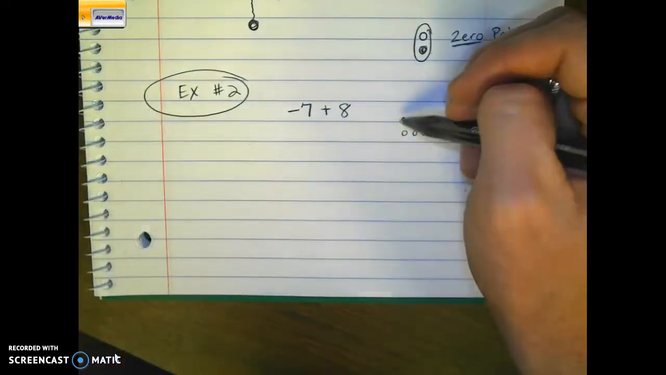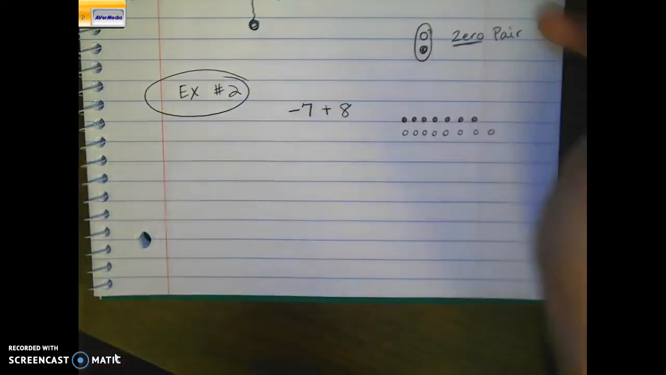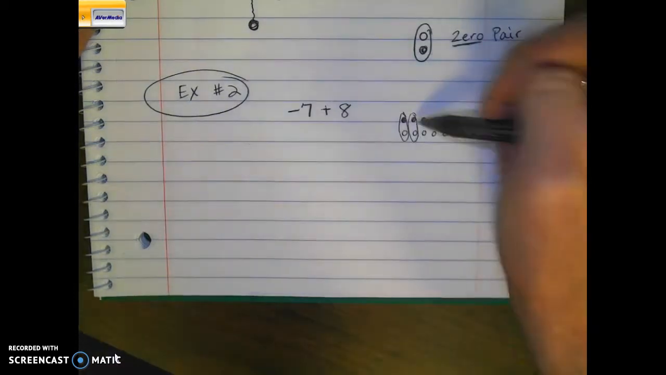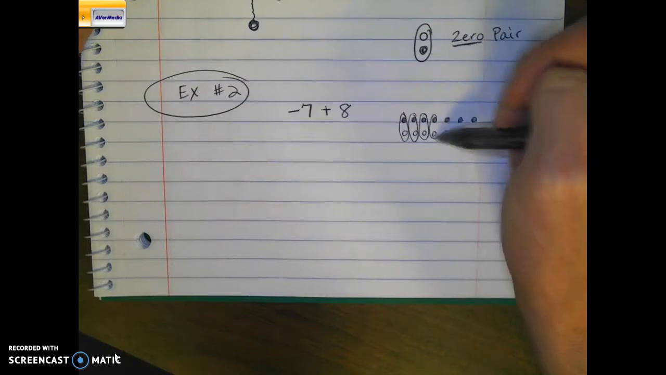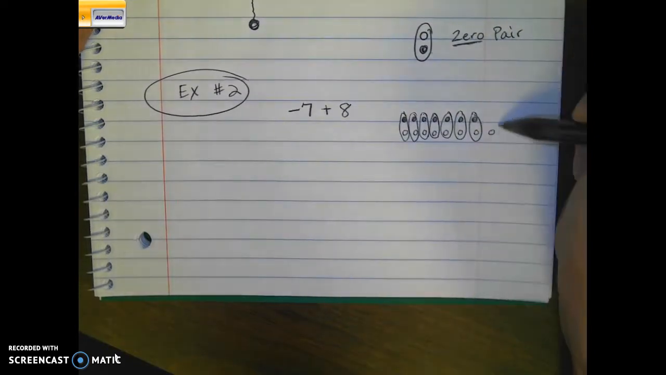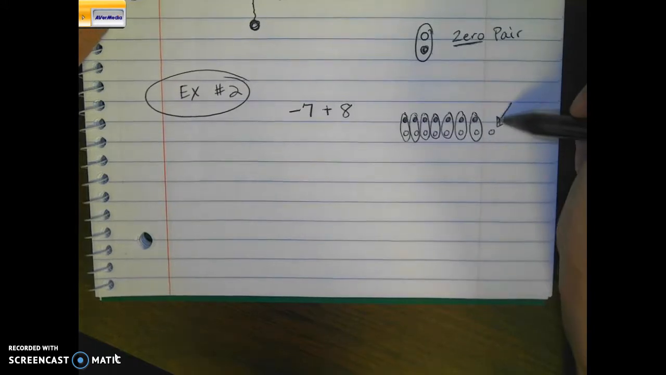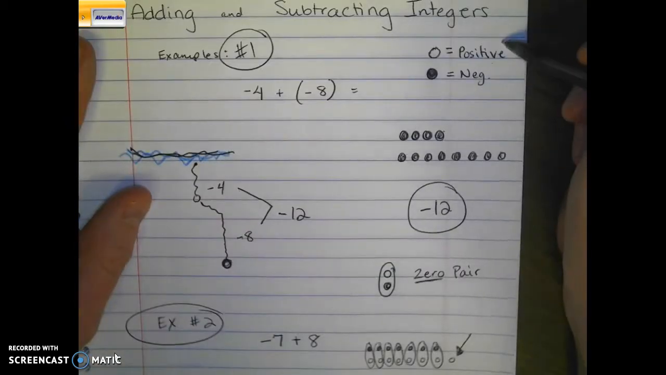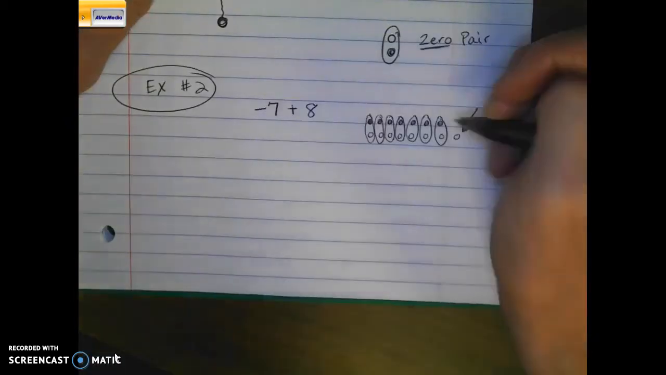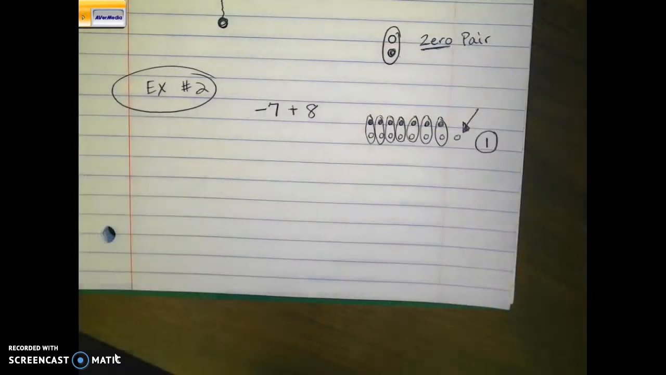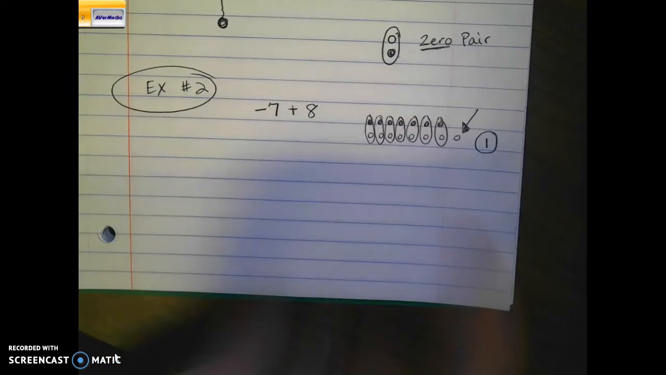Remember, a positive and a negative cancel each other out, okay? So there's a zero pair, there's a zero pair. They cancel, cancel, cancel, cancel, and cancel. What's the only thing I have left? I have one what? What do the open circles stand for? Positive. I have one positive, so my answer is going to be 1. You get it? So negative 7 plus 8 is 1.